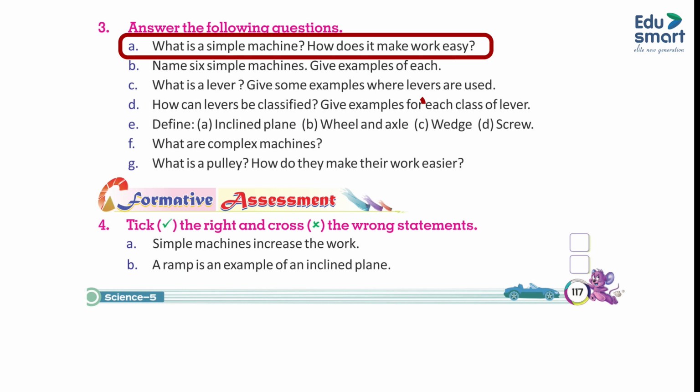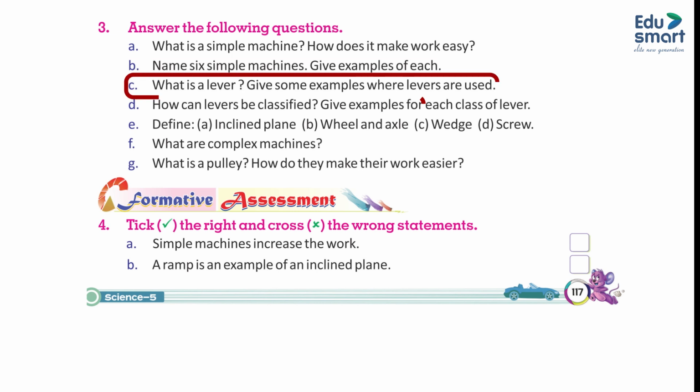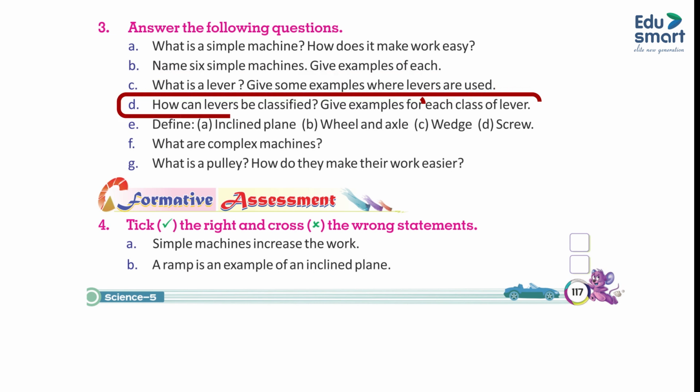A. What is a simple machine? How does it make work easy? B. Name 6 simple machines. Give examples of each. C. What is a lever? Give some examples where levers are used. D. How can levers be classified? Give examples for each class of lever.